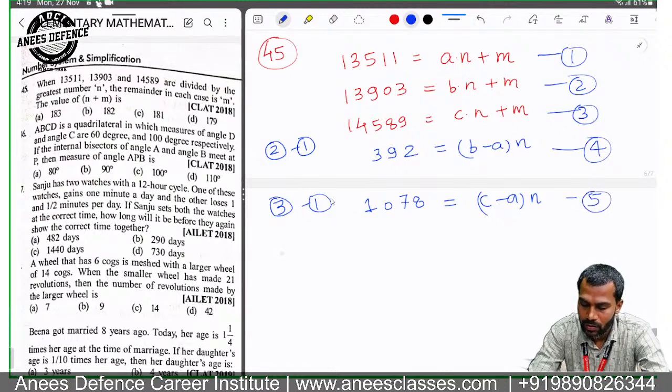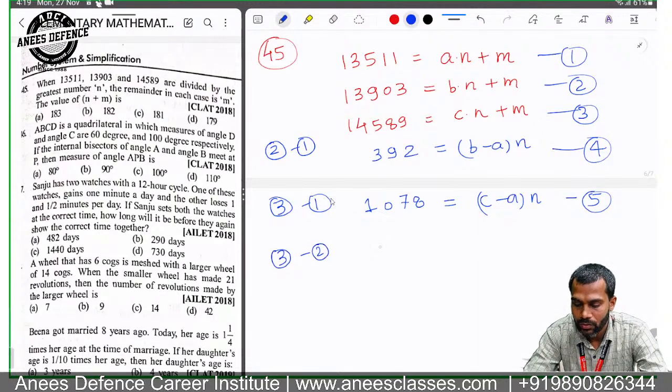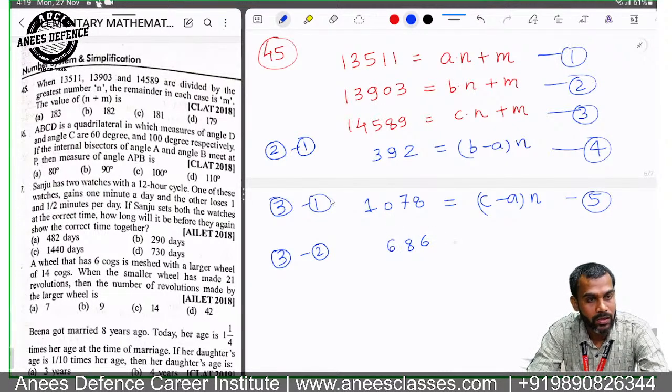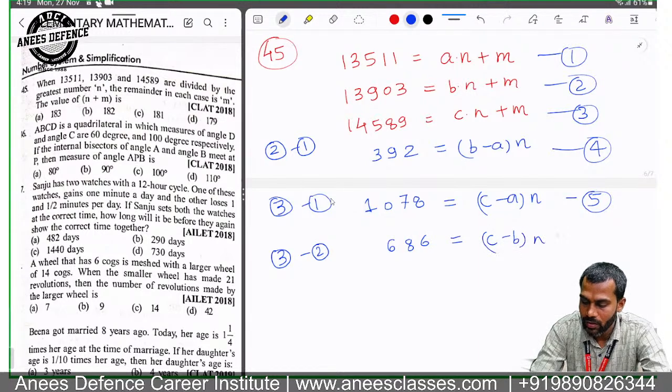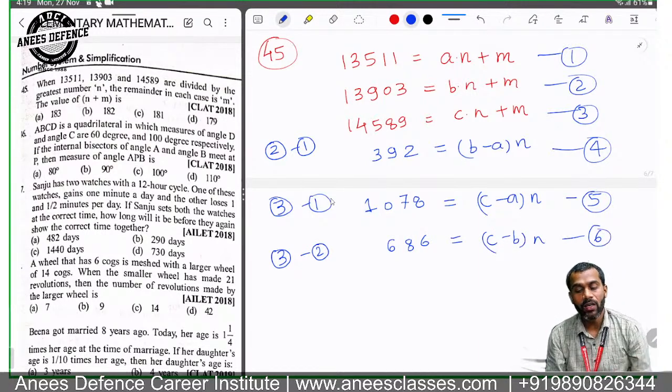Okay. Now next, what do you need to do? Subtract 2 from 3. Yes or no? So 9 minus 3 is 6. 8 minus 0 is 8. And 15 minus 9 is 6. 686 is equal to, tell me, (c minus b) times n, that is 6. So you can clearly see here 392, 1078, 686. All these numbers are multiple of n.